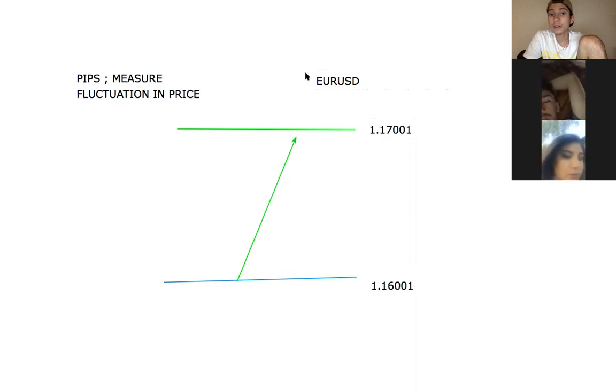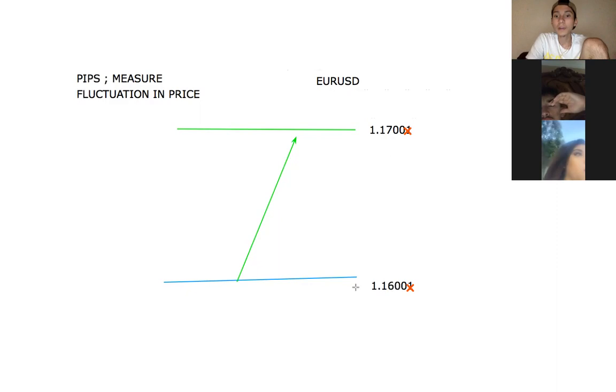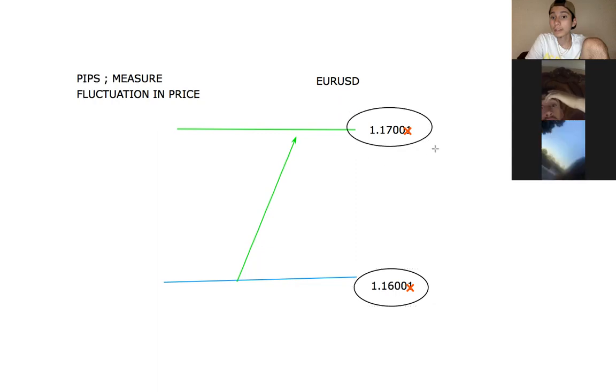All right, so your pips are always, you look at the first four to the right of the decimal, right? So those ones, you don't look at it, you ignore it. Make sense? Yeah. All right, cool. So if the price started off at, let's say, this price right here, 1.1600, and it shot up to 1.1700, right?